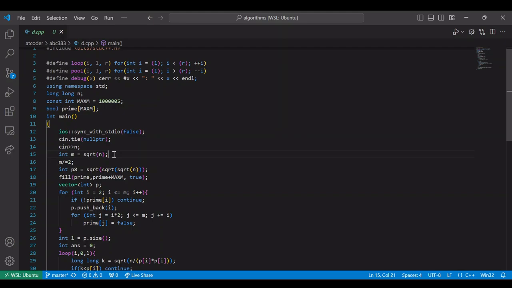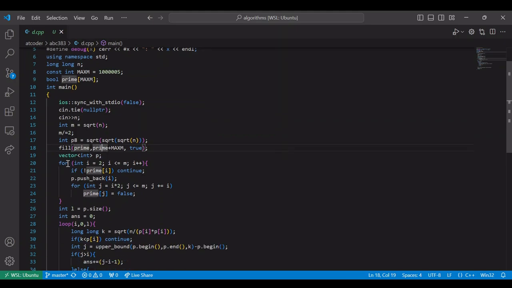Since we only need to compute primes up till the square root of n, I first find m, which is the square root of n, and I divide m by 2 because the smallest prime is 2, so that means that I can just find primes up till m divided by 2. And afterwards, this part is just creating the list of prime numbers.